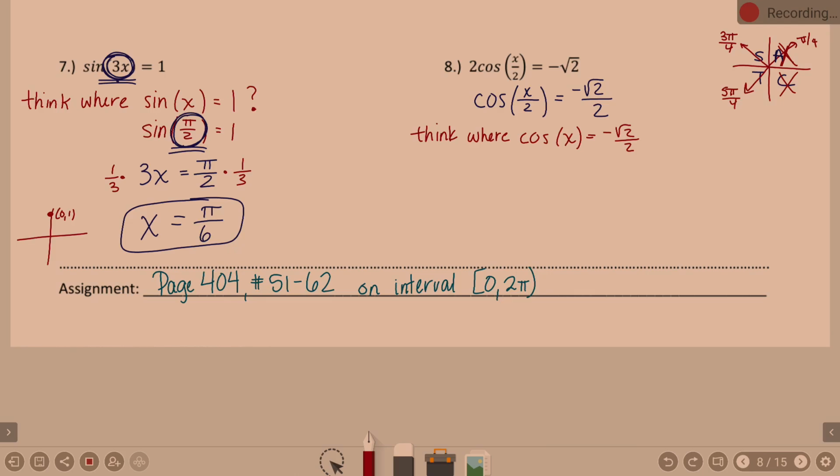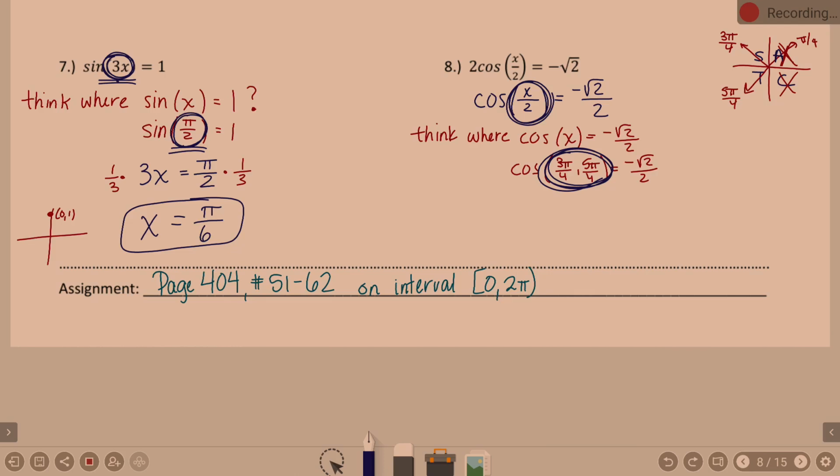Are you with me? And so what I'm looking at here, how do I want to write this? This isn't good writing, but cosine of 3 pi over 4, comma 5 pi over 4. Not good writing, but do you see the visual you need to see? Where does cosine of x equal negative square root of 2 over 2? Well, it happened at 3 pi over 4 and 5 pi over 4. What were those put in place of? X over 2.